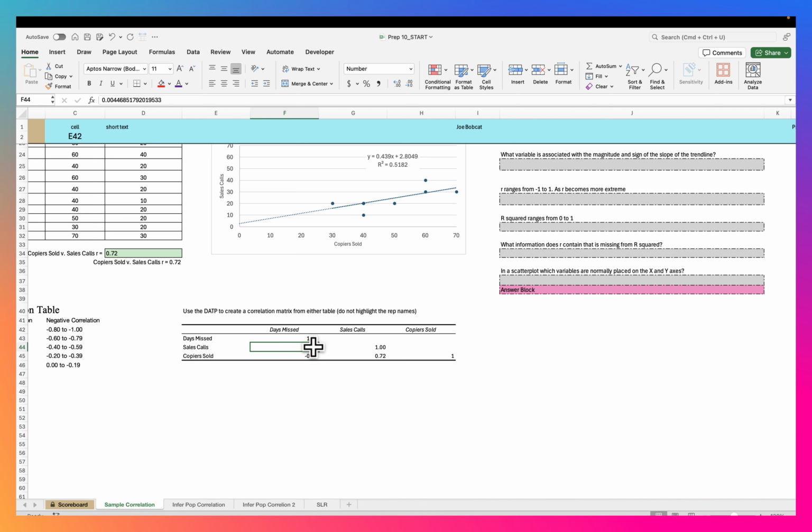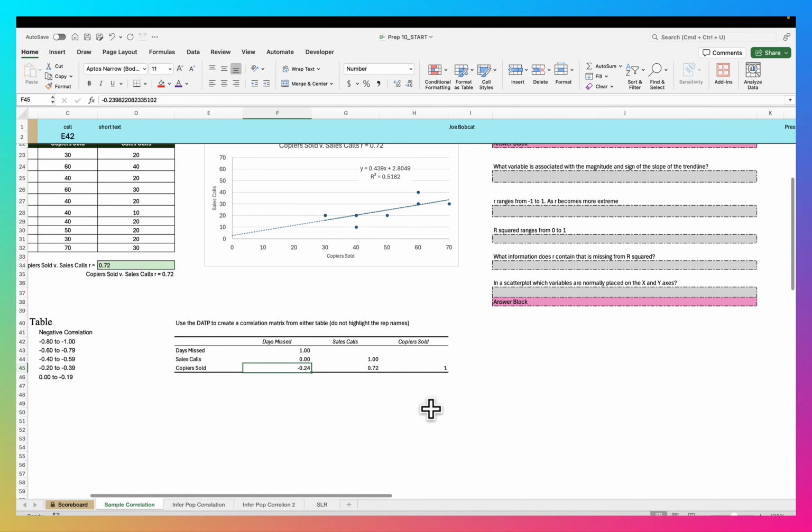Days missed and sales calls almost has a zero correlation. I mean, there is something there, like if we expand the decimal points, but not much. And then copiers sold has a negative correlation with days missed. In other words, they move in different directions. As days missed goes up, copiers sold goes down.